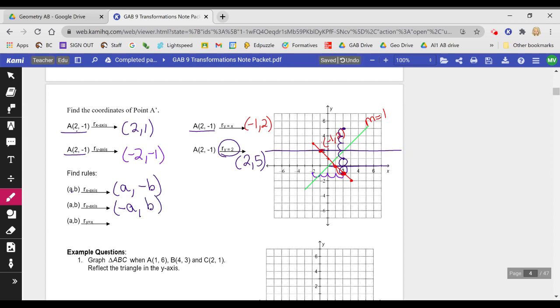And then the last rule we should memorize is when we reflect over the line y equals x. When we look at what happened when we reflected over the line y equals x, our coordinates flipped places. So (a, b) is going to become (b, a).